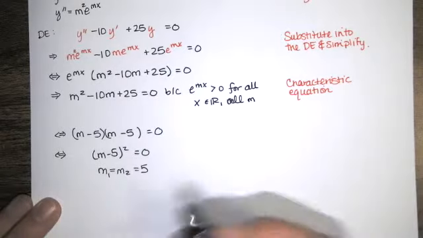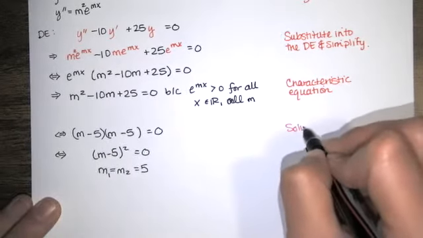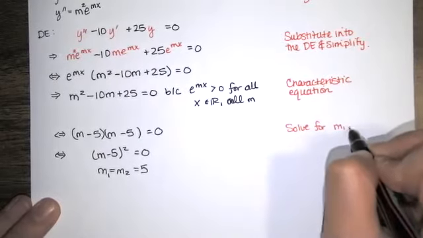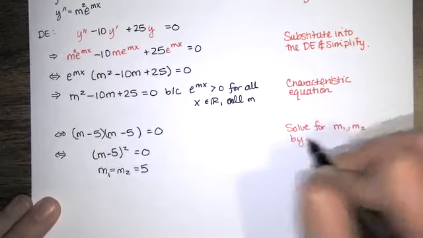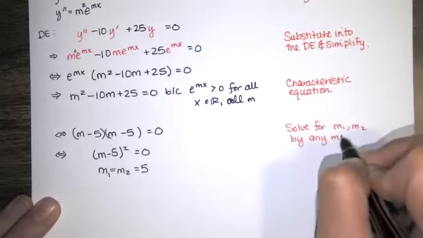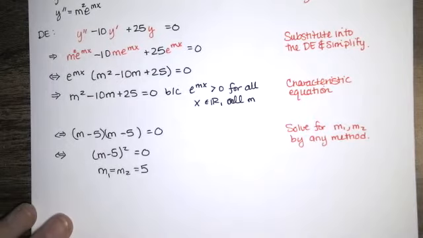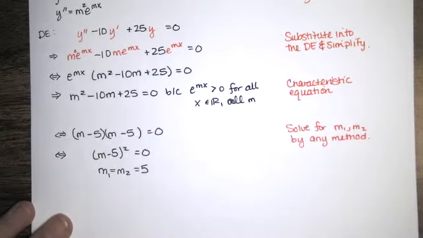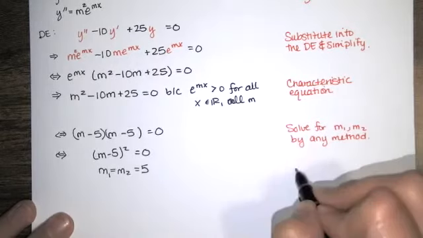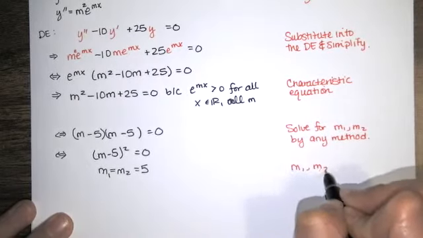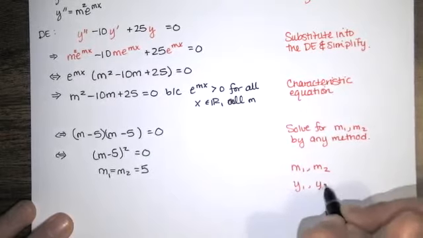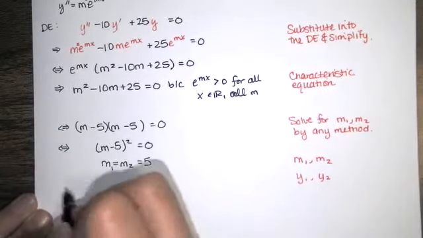So you take the characteristic equation and then you solve for m1 and m2, and then you can use any method you want. So worst case scenario, you can always use the quadratic equation. But hopefully, if you see an opportunity to factor, you'll factor. Sometimes it's helpful to complete the square. We'll see that as well. And now we have m1 and m2. And then once you have m1 and m2, you know what y1 and y2 must be.